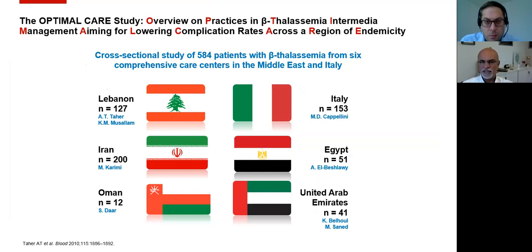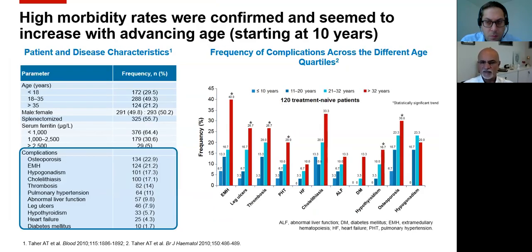around 584 patients with beta thalassemia, with NTDT or thalassemia intermedia from the Middle East, Italy, as well as Iran. And in this trial, which is the OPTIMAL CARE trial, through which, together with Khaled, we will be showing some data on this, it shows very clearly that, yes, these complications are not only case reports or in small series. From this number, once again, we have shown the pulmonary hypertension, thrombosis, leg ulcers, and other complications.